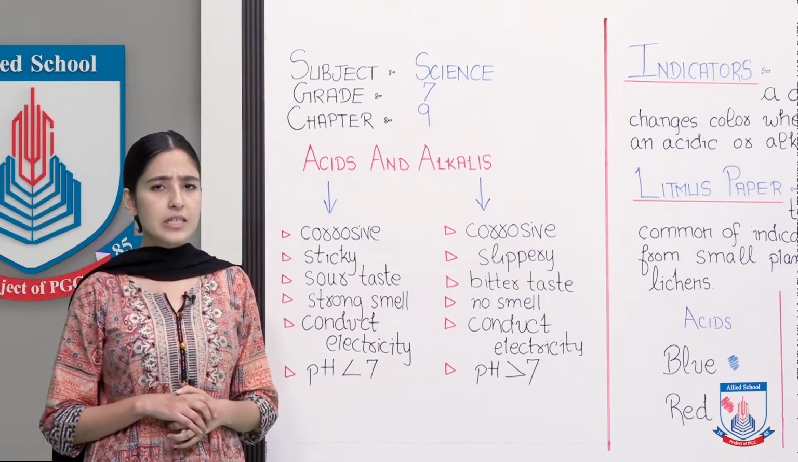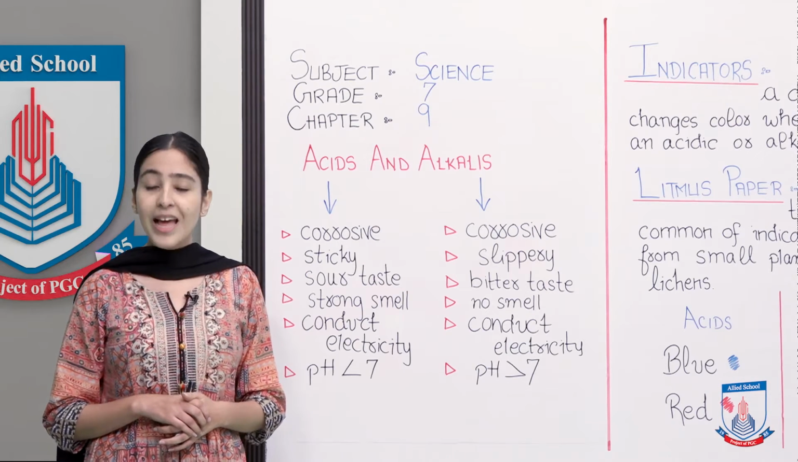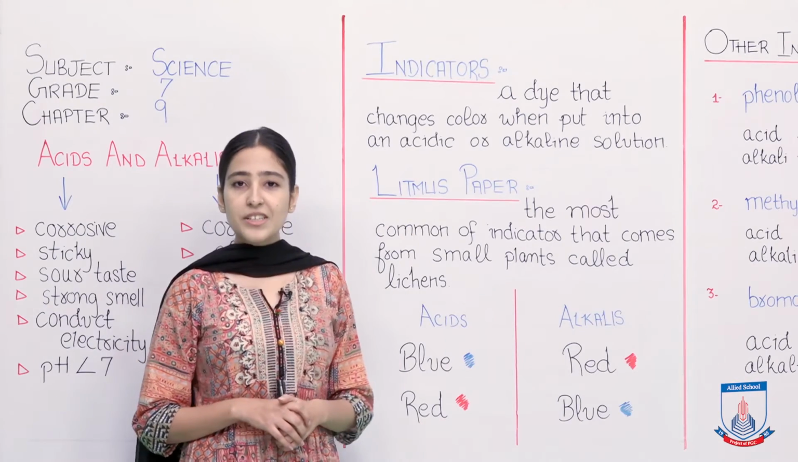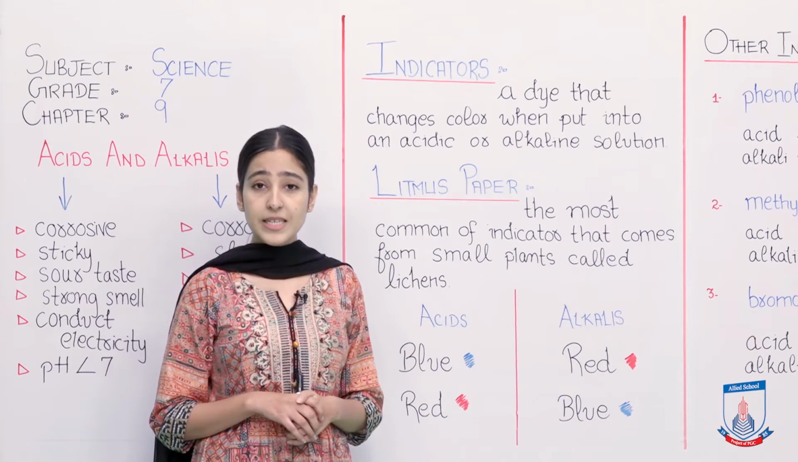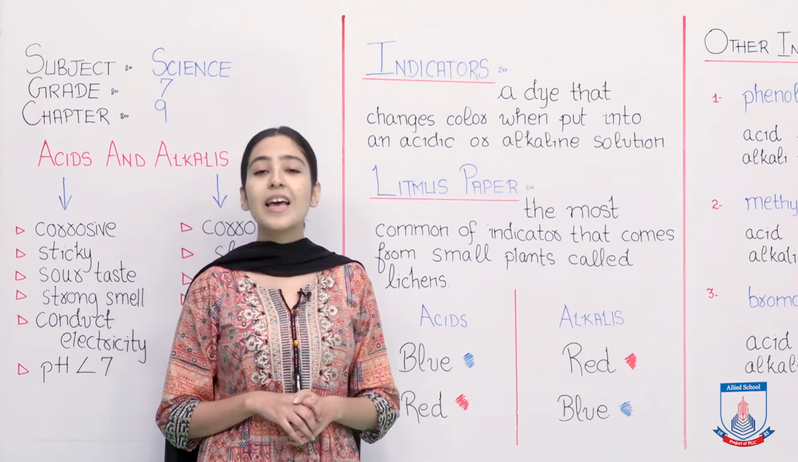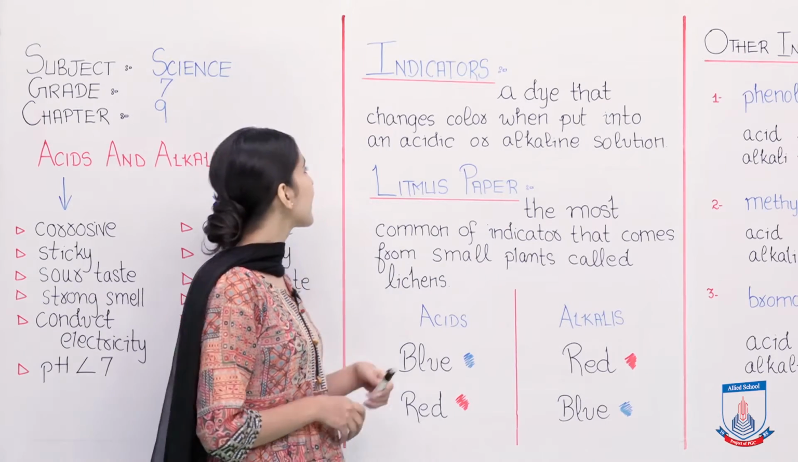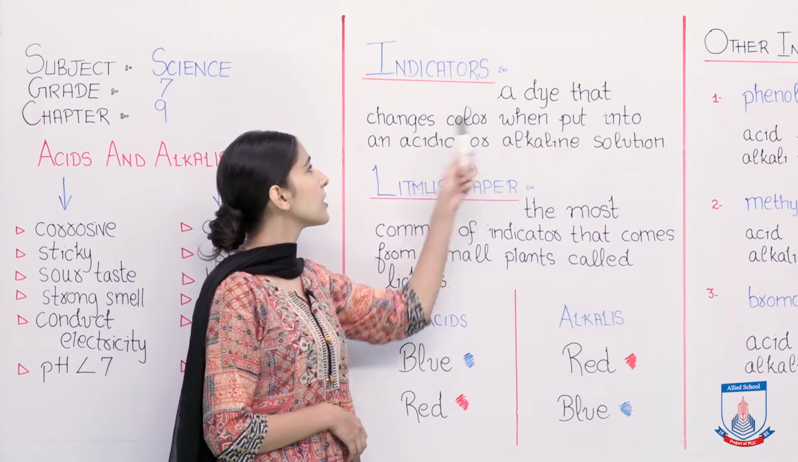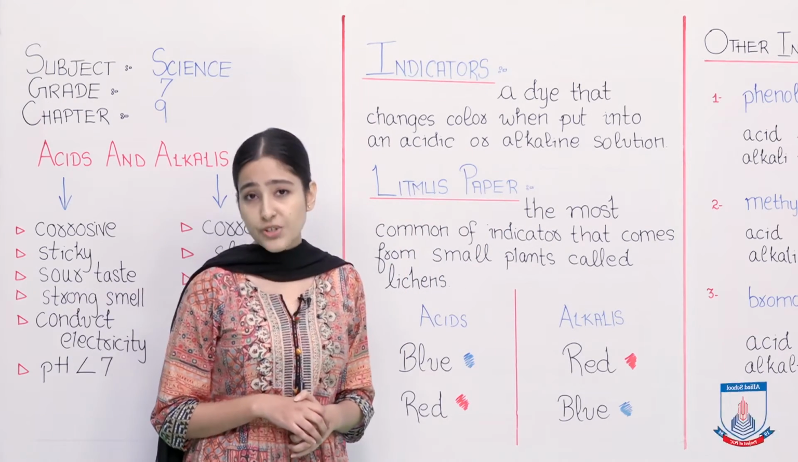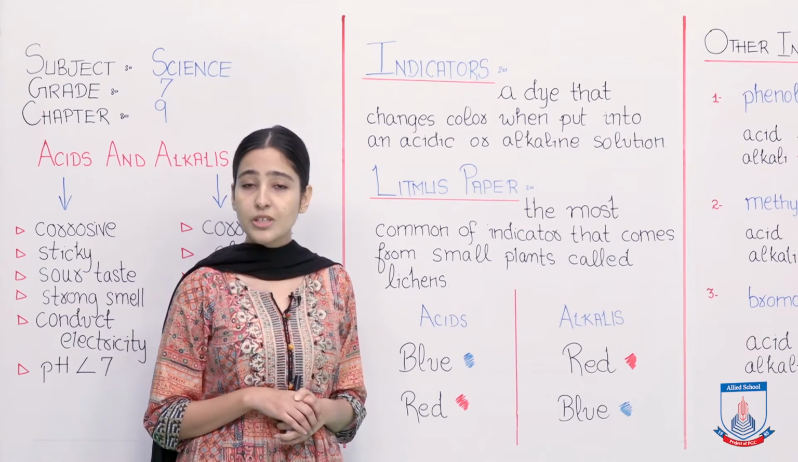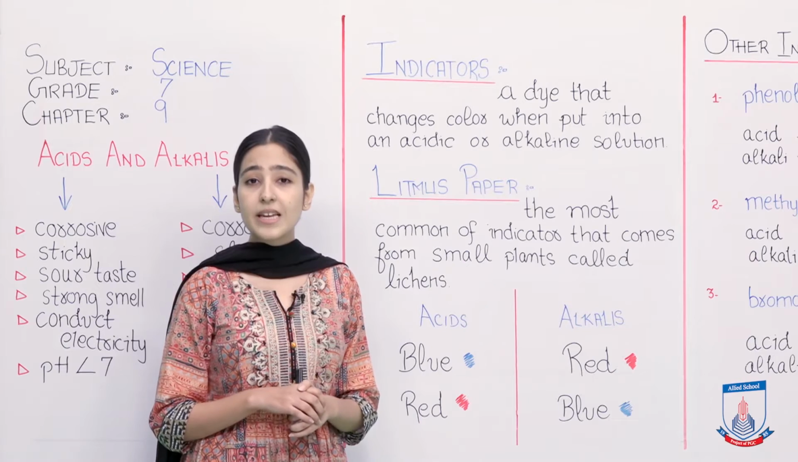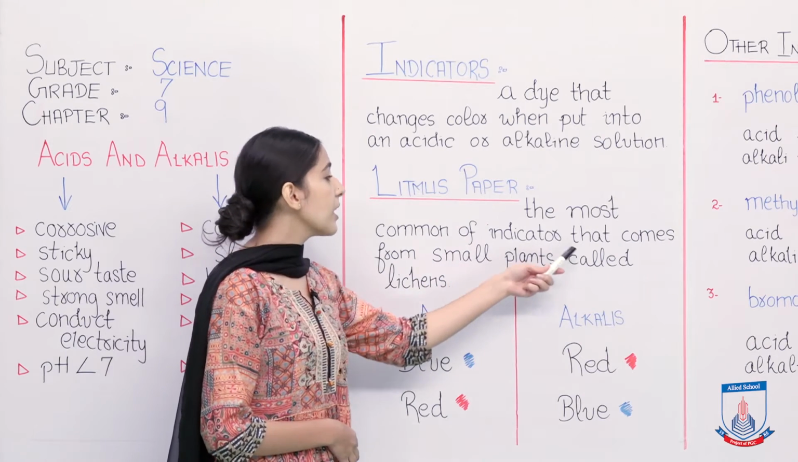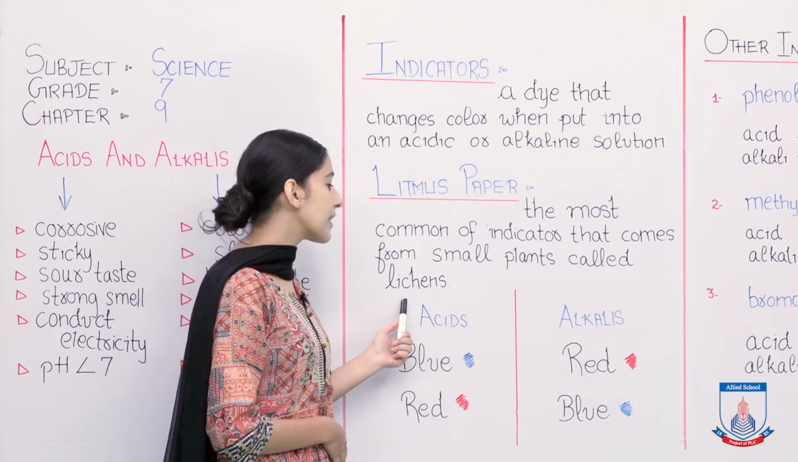Now how do we indicate that a solution is acidic or basic? Let's go and figure that out. Indicators. Indicators are substances that help us indicate if a solution is acidic or basic. There is a definition, let me read it out for you. A dye that changes color when put into an acidic or alkaline solution. An indicator is something that might change its color. Now it can be a paper or a solution. The most common type of indicator is a litmus paper.